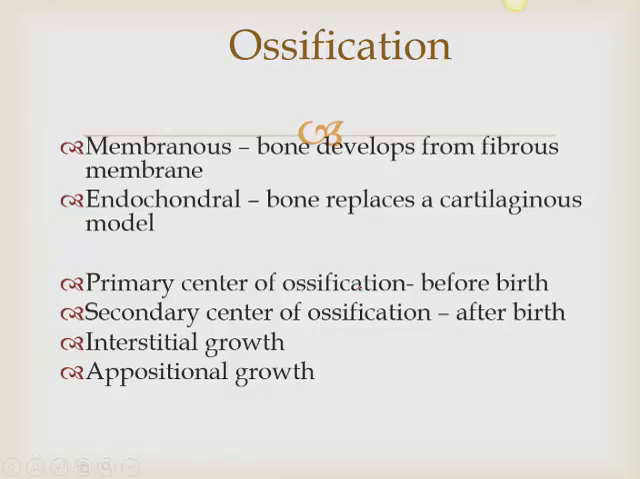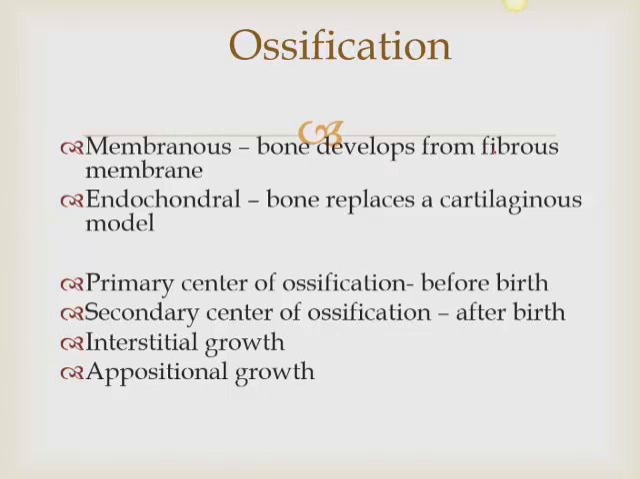All this while I told you about ossification, which is the formation of bone. This occurs in two ways. Either in the area where bone has to be formed, there is a membrane which takes the shape of bone, and that membrane is replaced by bone. So it's a one-step process. From a fibrous membrane, bone develops.